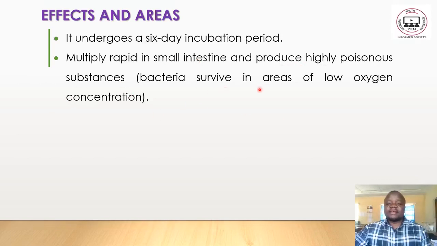The bacteria survive in areas of low oxygen concentration. So the Vibrio cholerae bacteria can respire anaerobically because it is surviving in areas of low oxygen concentration, which means it is respiring anaerobically. Generally, it's just breaking down food nutrients to release energy for its consumption. So that's what it means. Remember, we have aerobes and anaerobes. This bacteria is an anaerobe by nature.